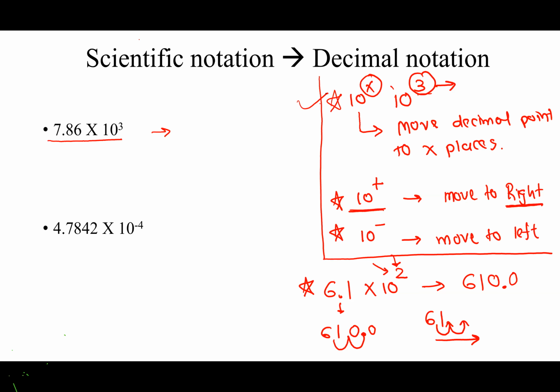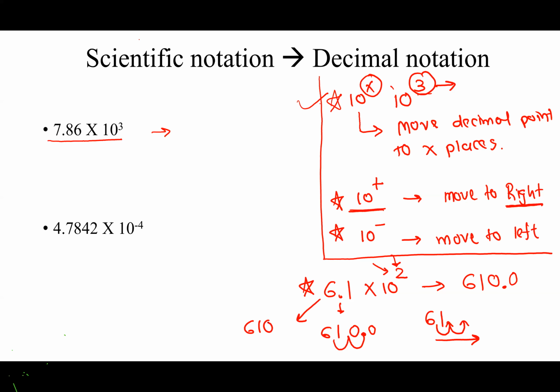I have a question. Yes, go ahead. When you're writing the answer, do you have to put the 0.0? No, you don't have to. For example, if you just want to say 610, that is the right answer as well.